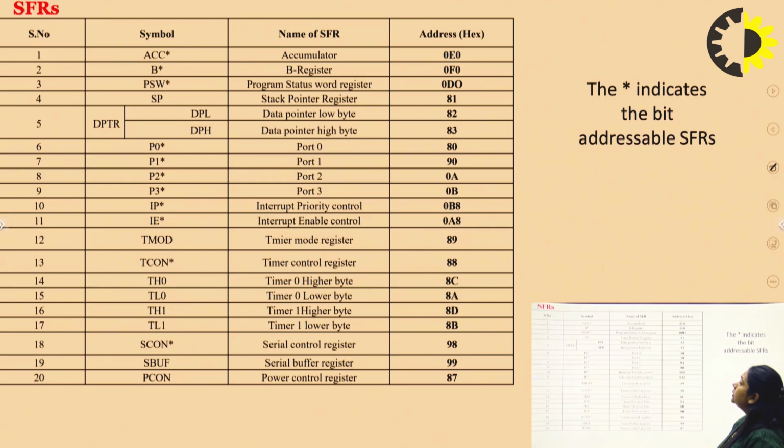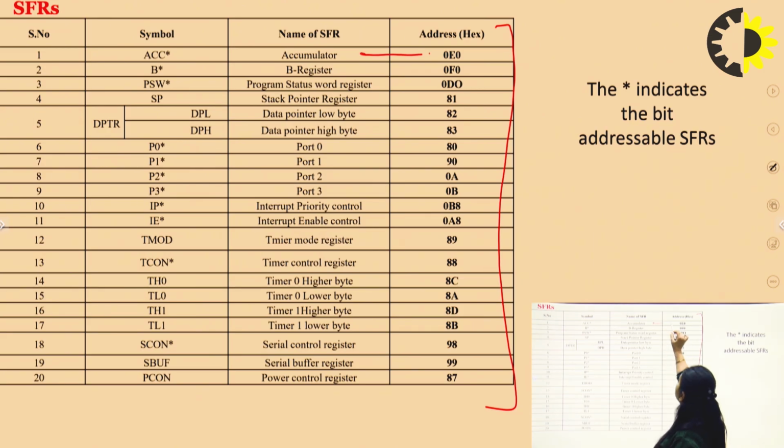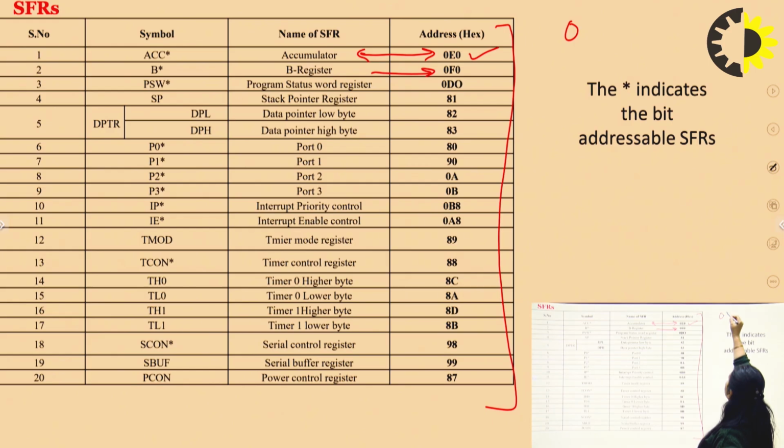If you closely look here, there are hexadecimal addresses. So there are some addresses which are associated with a particular register. For example, the accumulator has a permanent fixed hexadecimal address, which is E0H. So whenever an instruction gives an address like E0, that means we are associating with the accumulator only. Similarly, the B register has address F0. A 0 is extra here. If you closely look, it is written as 0E0.